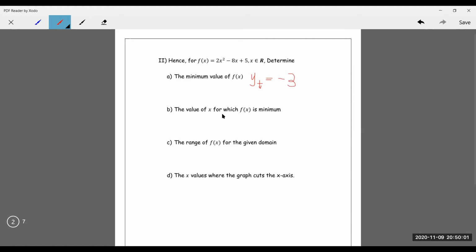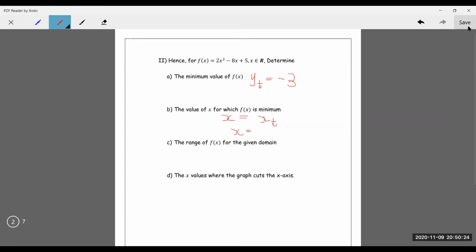Then they ask you for the value of x for which the minimum occurs. The value of x for which the minimum occurs is when x is equal to xt. And we found that this is pretty much when x is therefore equal to, what did we find for xt?